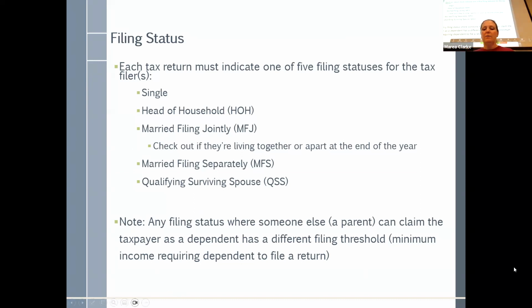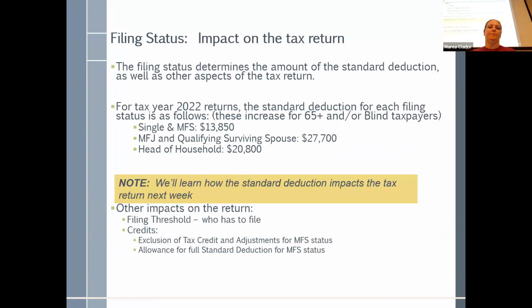Okay. So some of these criteria require that you have a dependent, somebody that you're taking care of, right? The single is not that way, married filing joint is not that way, but head of household and qualifying surviving spouse both require that you have a dependent to be eligible for that status.